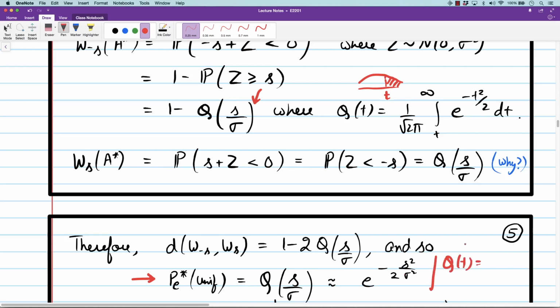Q of t, the right tail of a Gaussian random variable, this is called the right tail, is approximately equal to e to the power minus t square by 2. So it goes to 0 very fast, as fast as the density of Gaussian. Okay, so this is the probability of error. This is the best probability of error for uniform prior that you can attain for the first example.